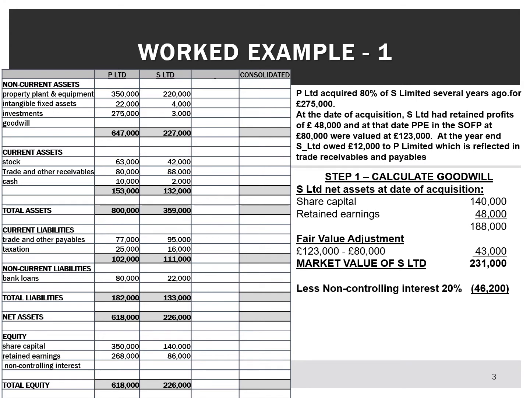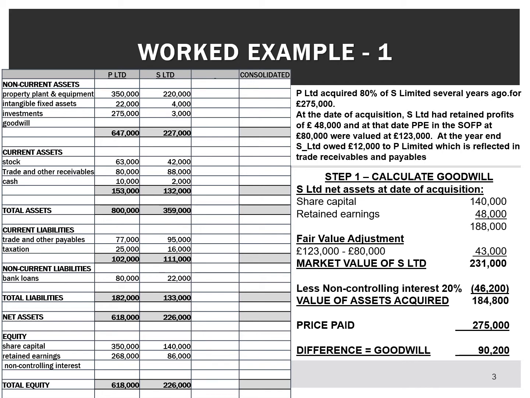But that's not what we paid for our 80%. We actually paid £275,000. And the difference between the value of the assets acquired and the price paid is the goodwill figure. And remember, that's the definition in IFRS 3 of goodwill, the difference between the value of assets acquired and the price paid. So £90,200 is the figure for goodwill, and so we can insert that now into the consolidated statement of financial position.